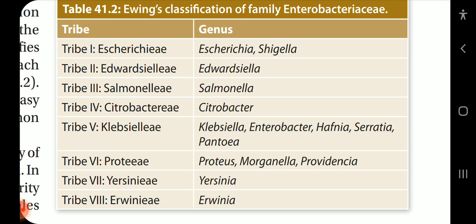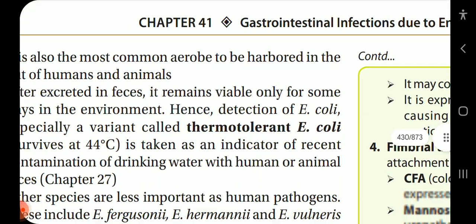Type 6 Proteae, genus Proteus, Morganella, Providencia. Type 7 Yersinieae, genus Yersinia. Type 8 Erwinieae, genus Erwinia.